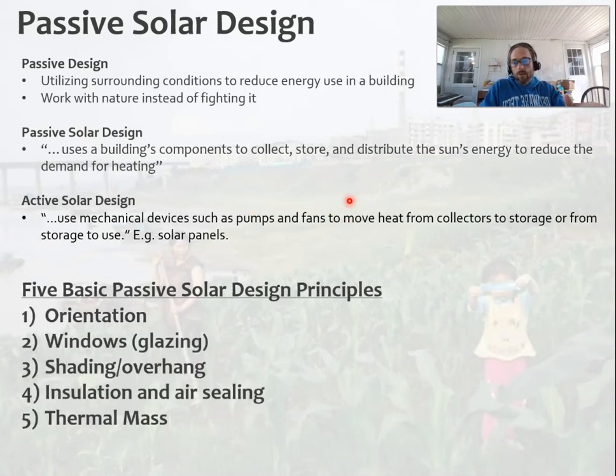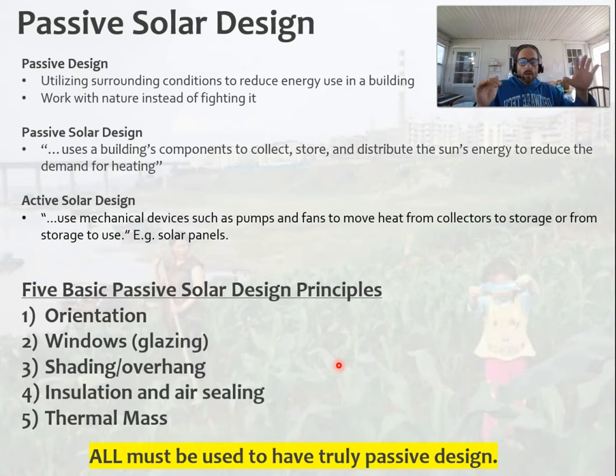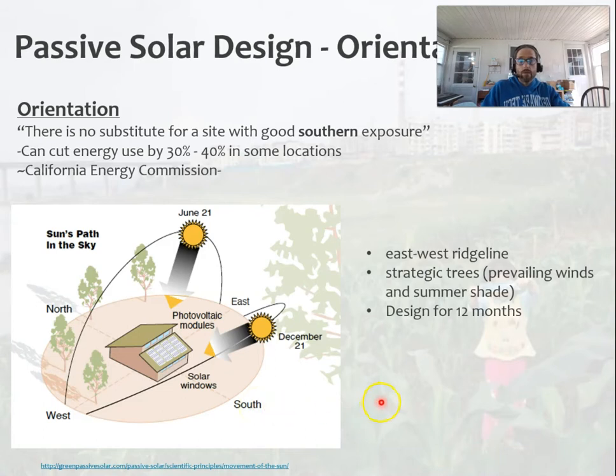And the 5 principles, I'll go over these in more detail, so don't worry about it right now. We have orientation, we have windows, aka glazing, shadings and overhangs, insulation and air sealing, and thermal mass. Absolutely essential to understand that all of these have to be used together to have truly passive design. You can reduce your energy use by having proper orientation and windows, and a lot of people do, but to have real true passive design, you need to integrate all of these together. Okay, and I'll provide details of this here in a minute.